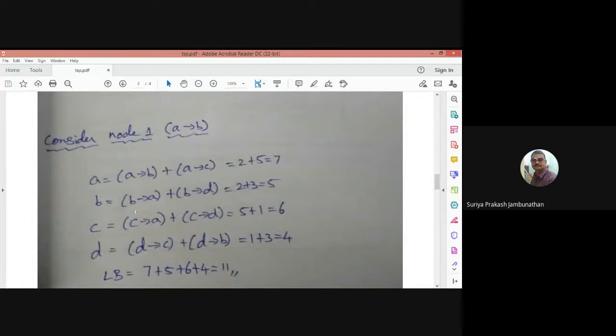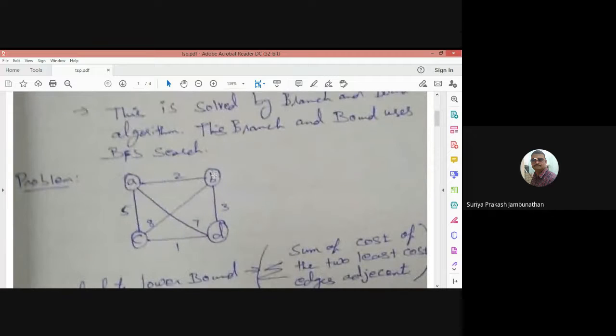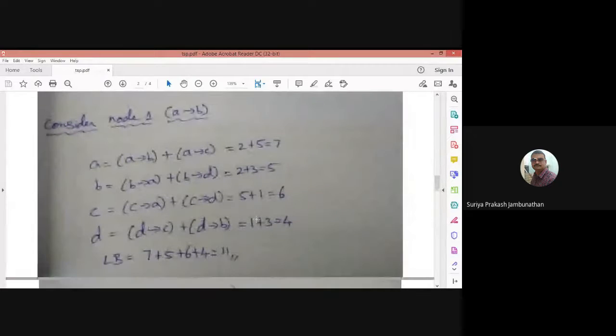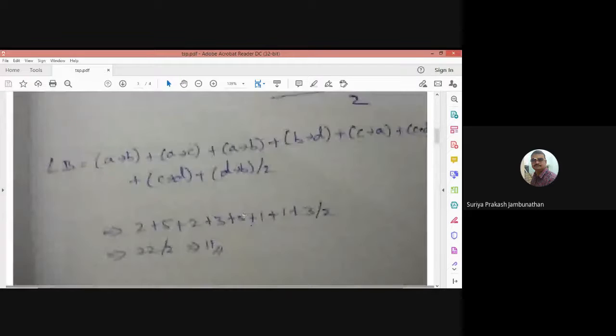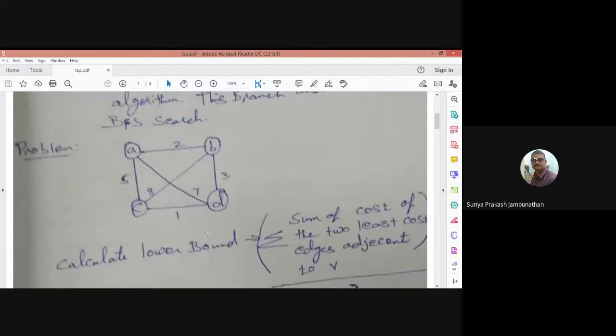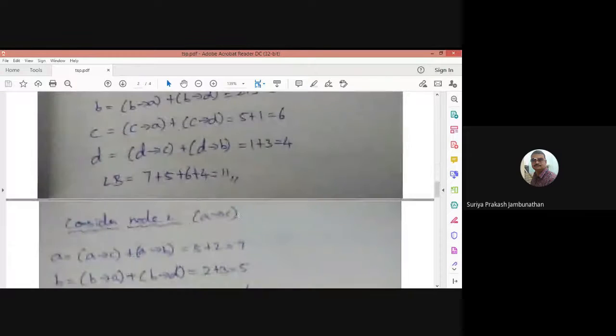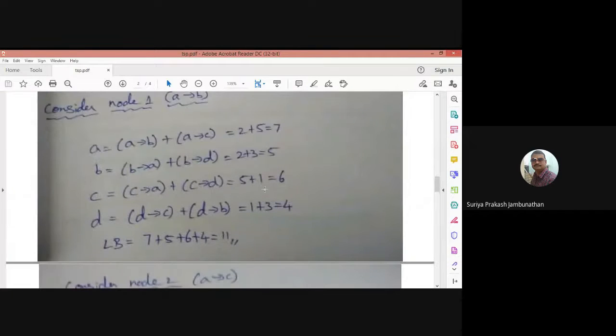For B, B to A and B to D are the least nodes. The same case for C: C to A and C to D are the least nodes. For D, which are the least nodes? D to B and D to C are the least nodes. Again, when we are adding this, we are getting 7 plus 5 plus 6 plus 4. We are getting 11 again.